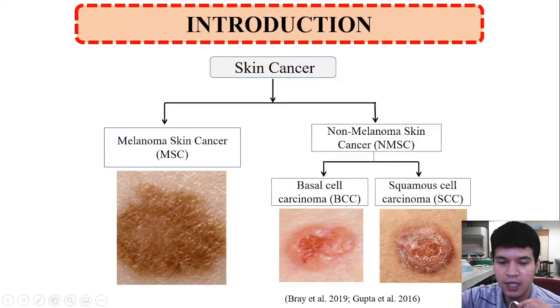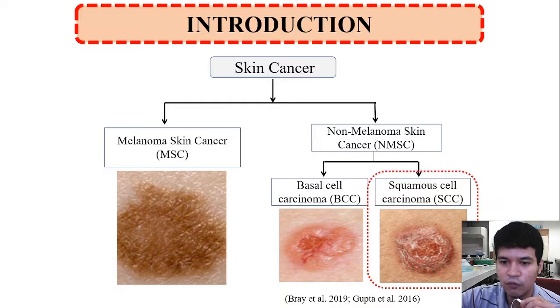So for the introduction, skin cancer is divided into two main groups based on the origin of skin cancer cell, melanoma skin cancer and non-melanoma skin cancer. Non-melanoma skin cancer is further divided into a few subtypes such as basal cell carcinoma, squamous cell carcinoma and other types of rare skin cancer. Among all types of skin cancer, basal cell carcinoma and squamous cell carcinoma are the two most common types of skin cancer that account for more than 50% of the total skin cancer cases. So in this study, we focus specifically on squamous cell carcinoma.